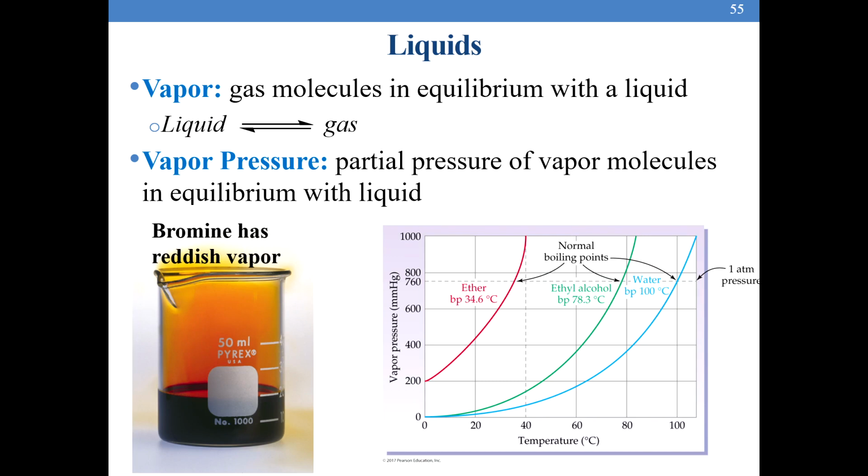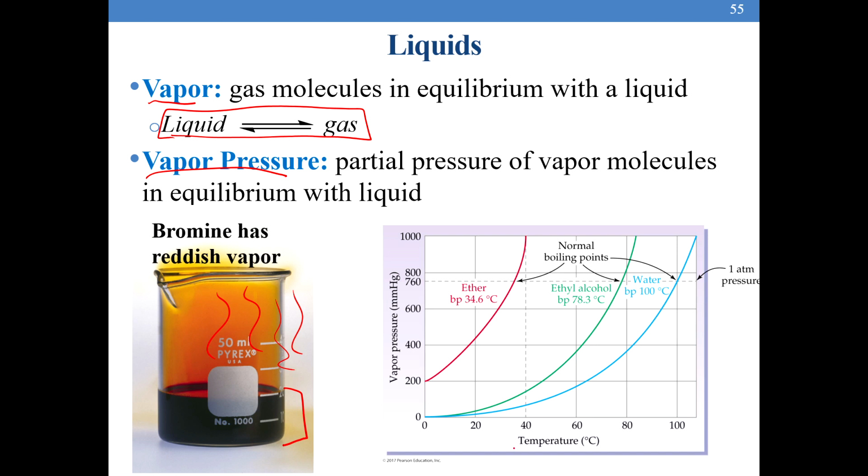The first thing I want to mention is that liquids do have an equilibrium process with their corresponding gas vapor. Okay, so they're constantly in equilibrium. In the image on the left, bromine is a liquid at the bottom of the beaker, and you can see it floating up into the gas as a reddish vapor. Oftentimes you can use those vapors in certain experiments in the lab. But that vapor has a corresponding vapor pressure, so that pressure is in equilibrium with the liquid.